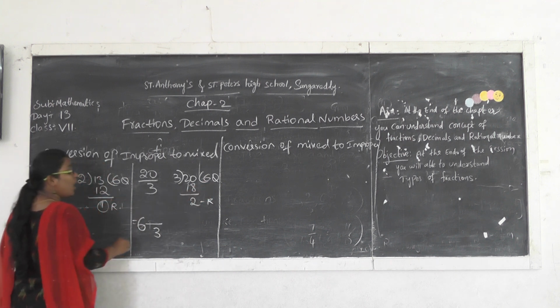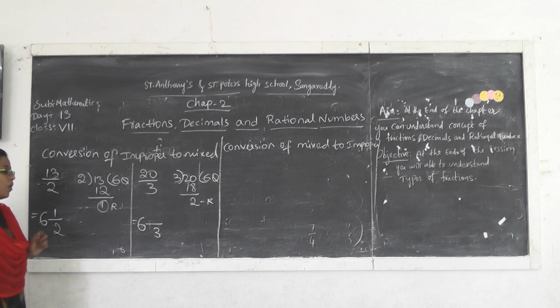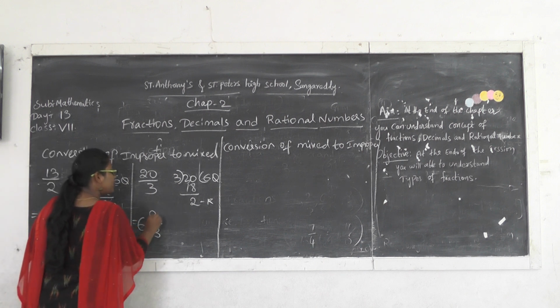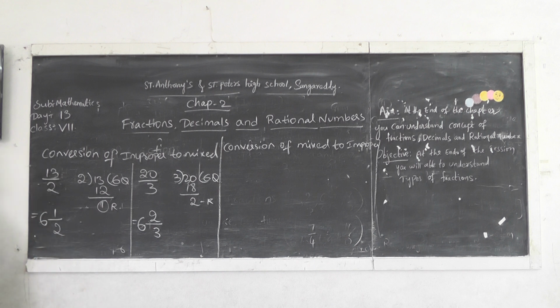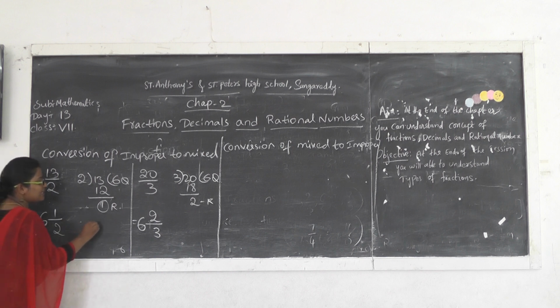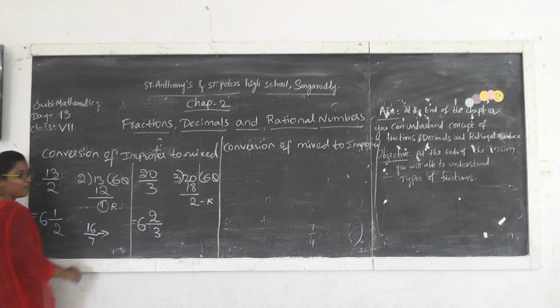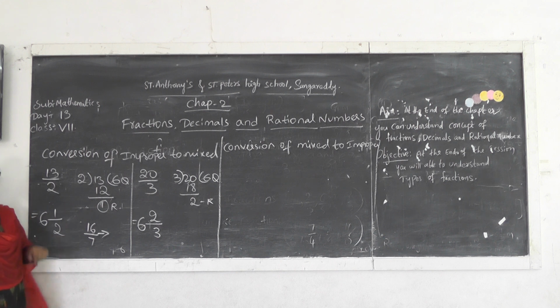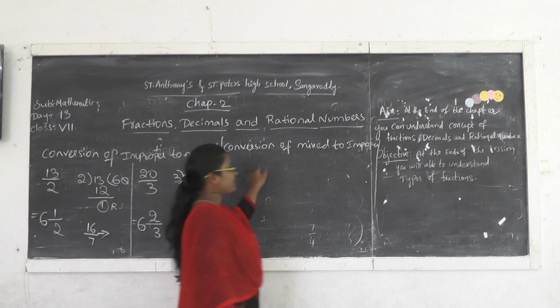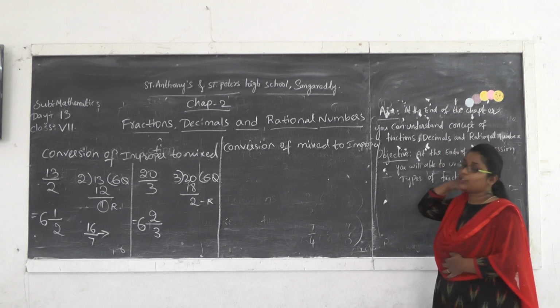Now what is the quotient? 6. So 6 should be written in the whole part. What is the remainder here? 2. That should be written in the numerator place. Understand? So in this way we convert an improper fraction into mixed fraction. I think you understand. So you also solve one more. Please convert 16 by 7 from improper fraction into mixed fraction. That is your homework.